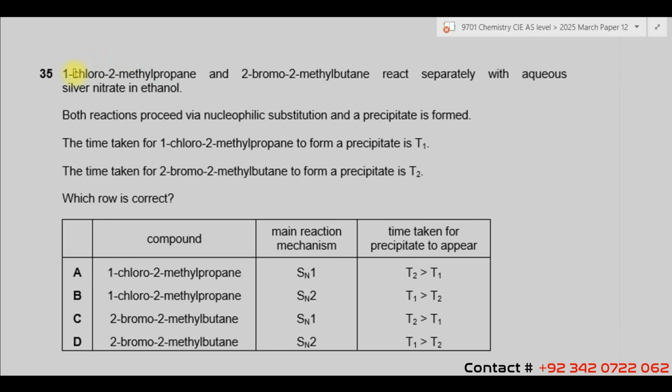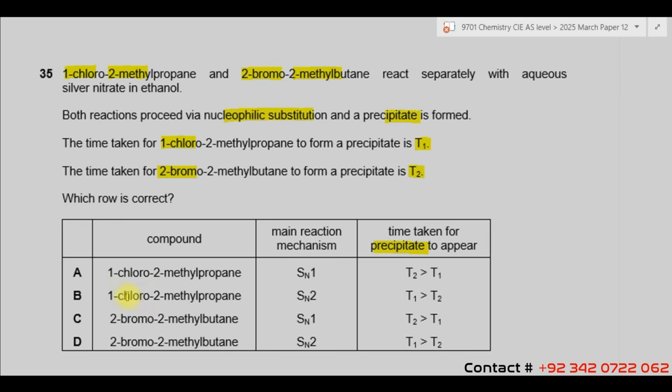Question number 35. 1-chloro-2-methylpropane and 2-bromo-2-methylbutane react separately with aqueous silver nitrate in ethanol. Both reactions proceed via nucleophilic substitution and a precipitate is formed. Time taken for 1-chloro-2-methylpropane to form precipitate is T1. Time taken for 2-bromo-2-methylbutane to form a precipitate is T2. Which row is correct? We have to find out the correct reaction mechanism, and which time is lesser and which time is more for precipitate to appear.